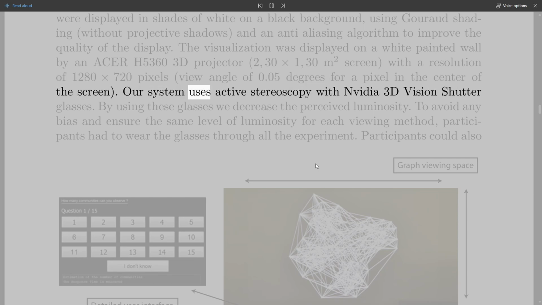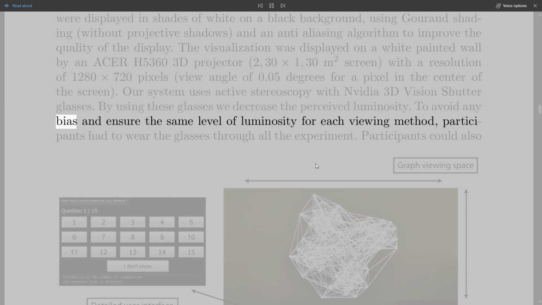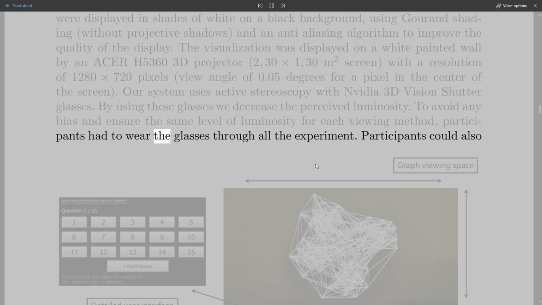Our system uses active stereoscopy with NVIDIA 3D Vision shutter glasses. By using these glasses, we decrease the perceived luminosity. To avoid any bias and ensure the same level of luminosity for each viewing method, participants had to wear the glasses through all the experiment.